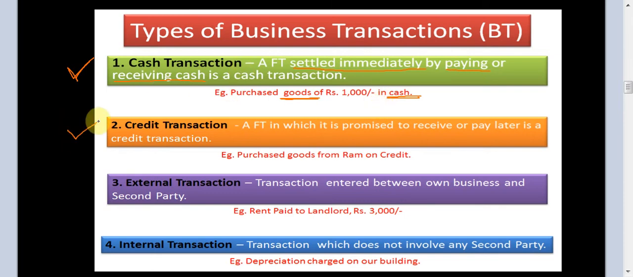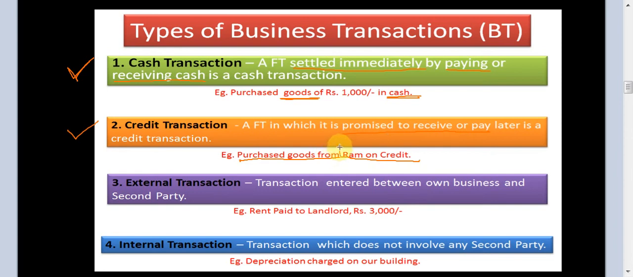Now about credit transaction. A financial transaction in which it is promised to receive or pay later is a credit transaction. Okay, it has taken place right now, but the payment has not been made or the receipt of cash is still pending. Then such a transaction in which the cash portion has to be done afterwards is known as a credit transaction. Example, purchase goods from Ram on credit. So I have purchased goods from Ram, but I will pay him later on. So it is a credit transaction.